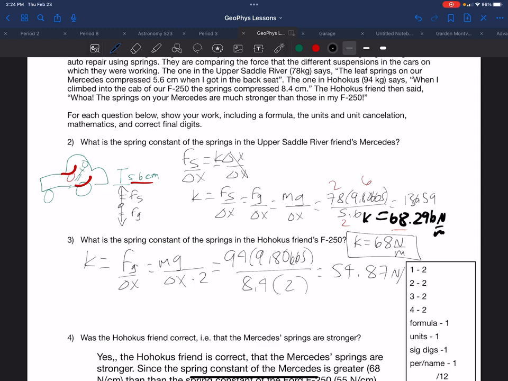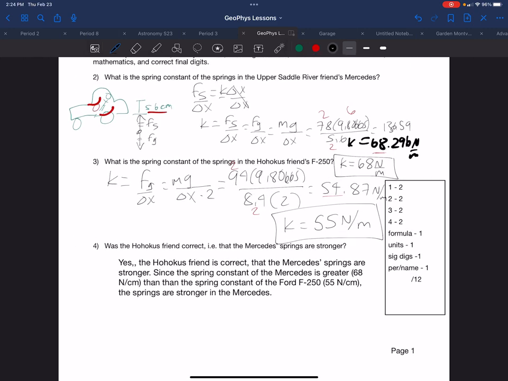And in doing that, we end up with 54.87 newtons per meter. And again, we have two digits in this one, two digits in this one. And that gives us a final answer of two digits. So our spring constant K is 55 newtons per meter.